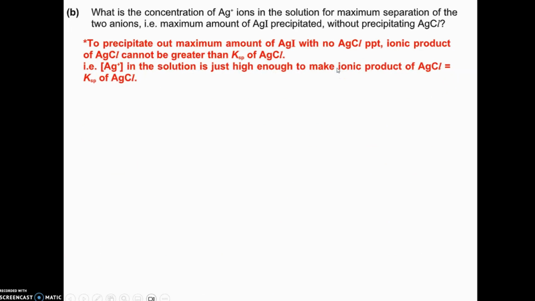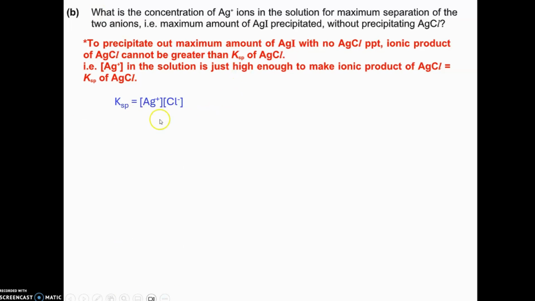Next, part B. What is the concentration of silver ions in the solution for maximum separation of two anions, where the maximum amount of AgI is precipitated without precipitating AgCl? So for us to precipitate AgI but not AgCl, the concentration of silver ions must be such that the IP, the ionic product of AgCl, does not exceed its KSP.